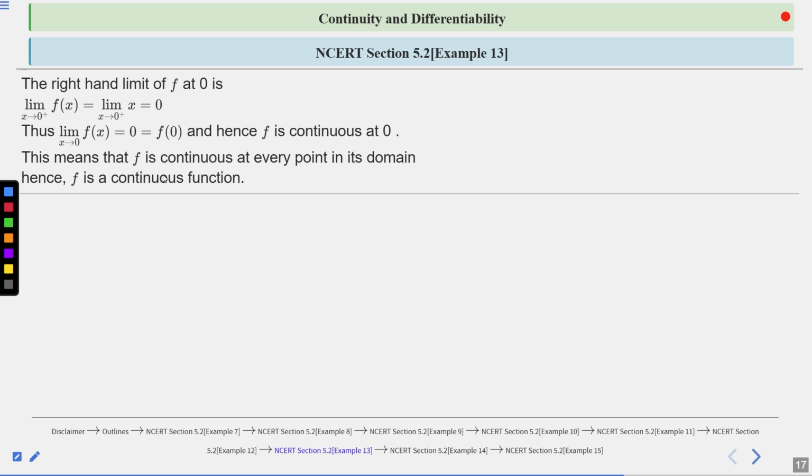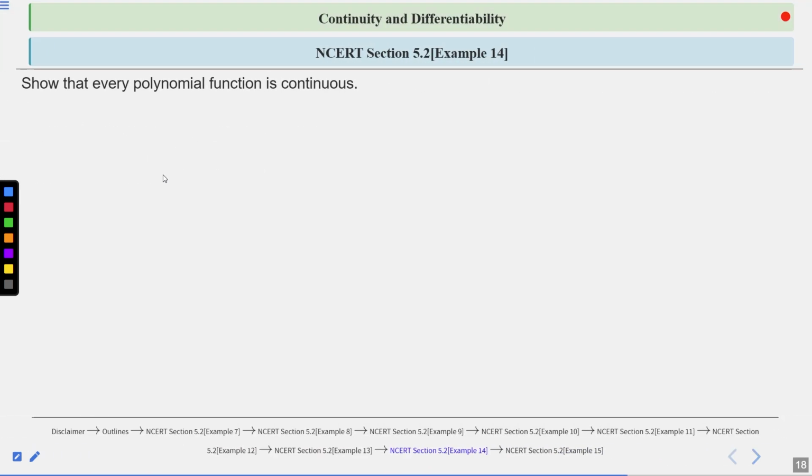Okay, let us move to the next question. Our next example is example 14: show that every polynomial function is continuous. How can we show that every polynomial function is continuous? So let us see the solution part.